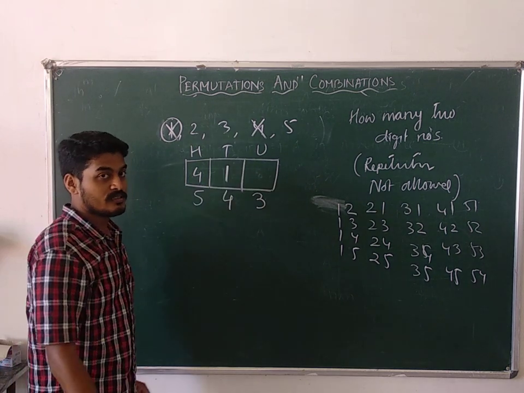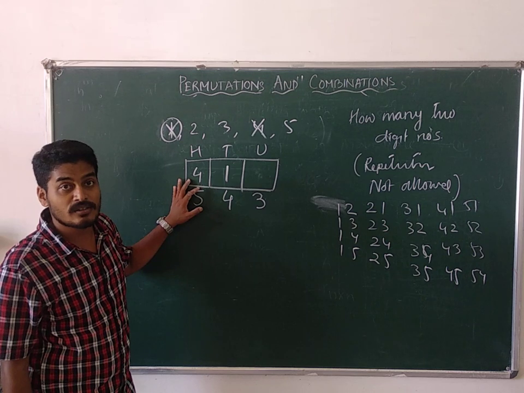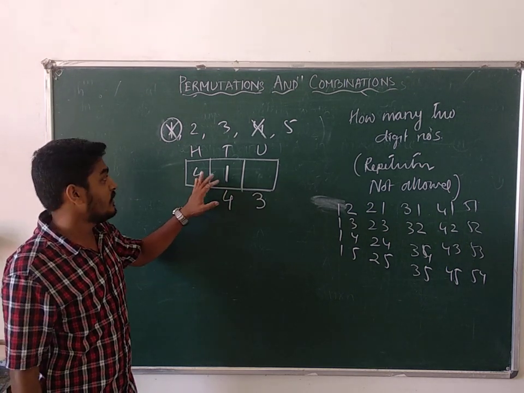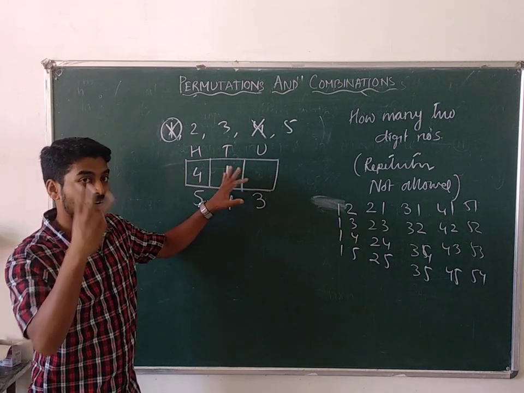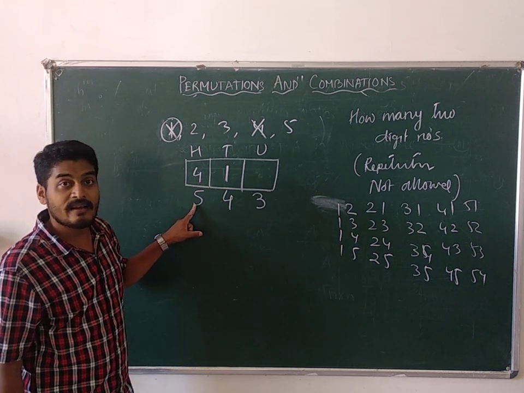Anyone. Now listen. Here there are 3 events. First, you fill up the 100 place, that is the first event. You have to fill up the 10 place, the second event. You have to fill up the unit place, the third event. The first event is occurring in how many ways? m ways.